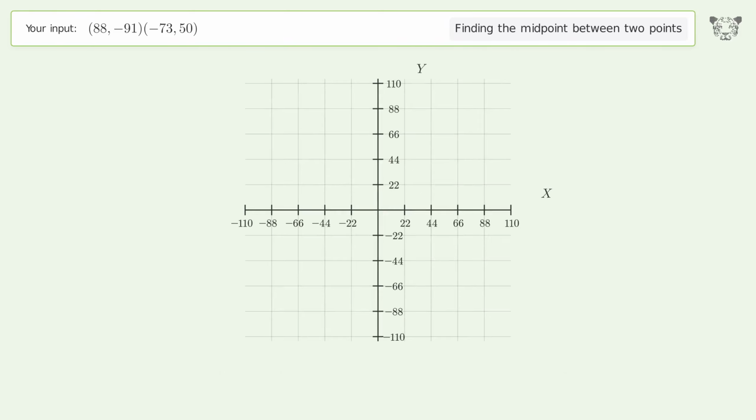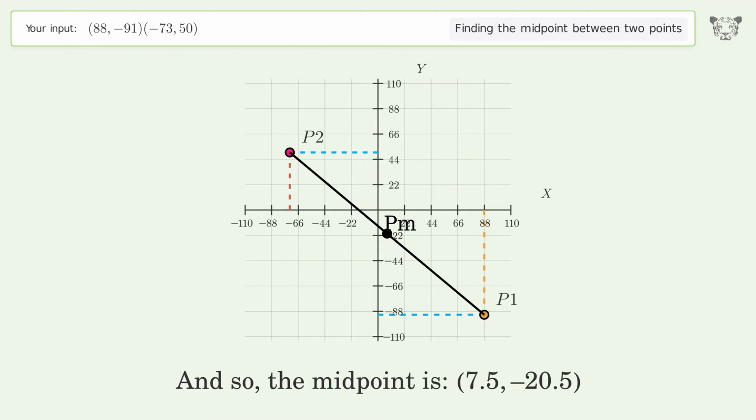And so, the midpoint is 7.5, negative 20.5.